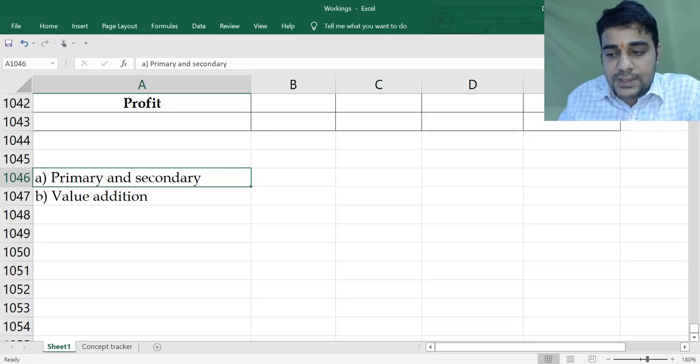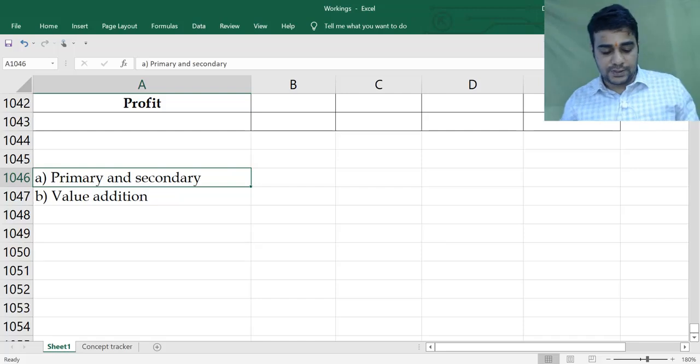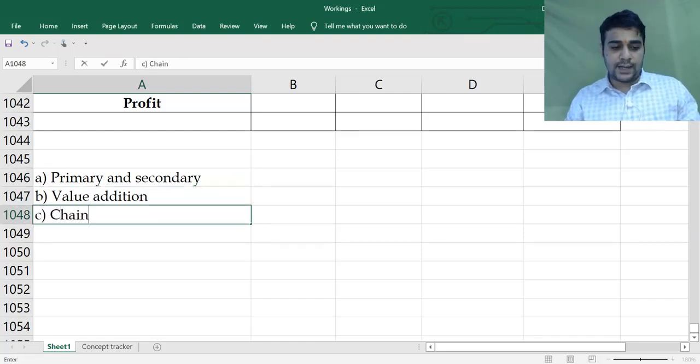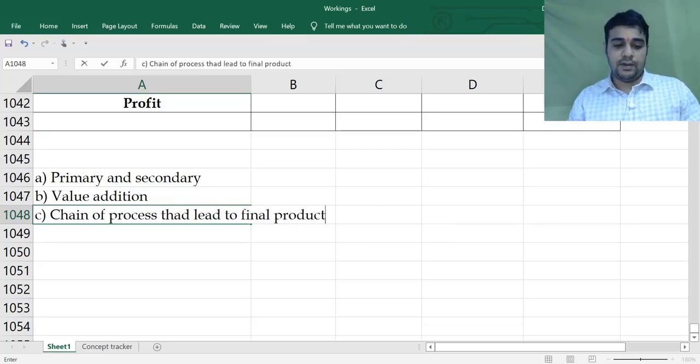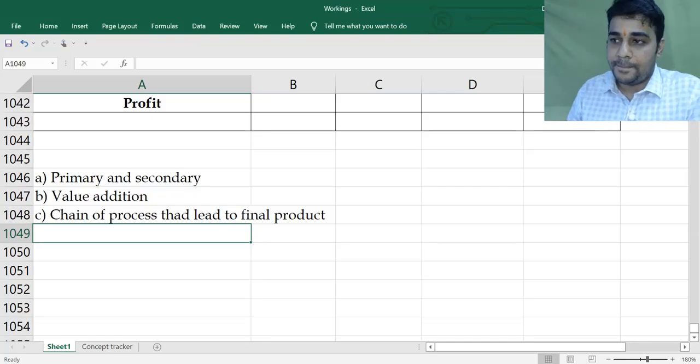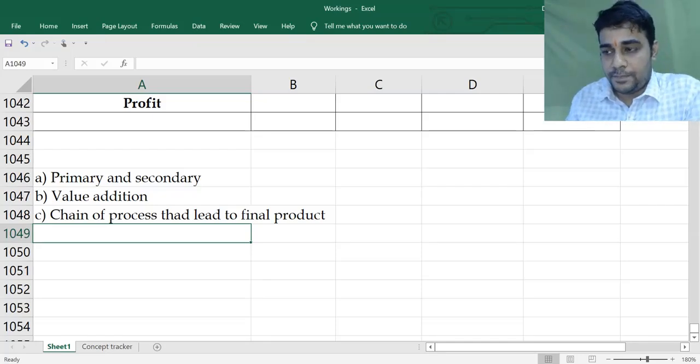Okay, chain of processes that lead to the final product. Okay, chain of processes, more or less closer to the actual definition. Chain of processes that lead to the final product. With respect to customer perspective, like if any cost which is going to value addition, in order to the buying decision.